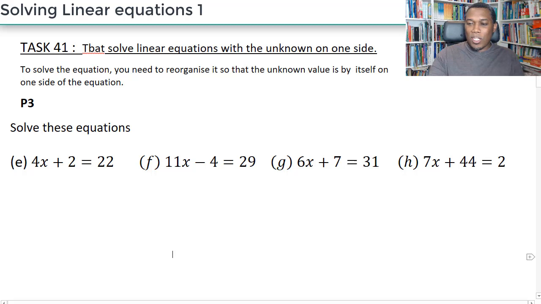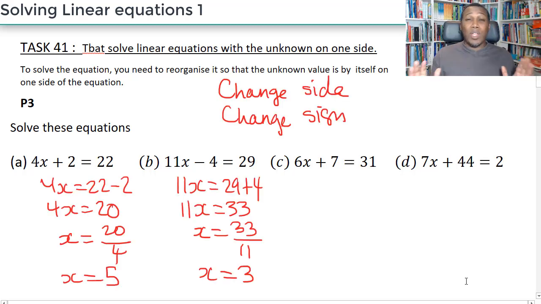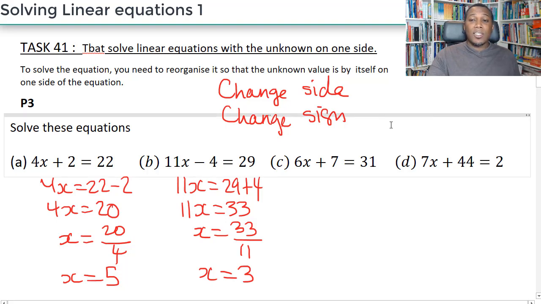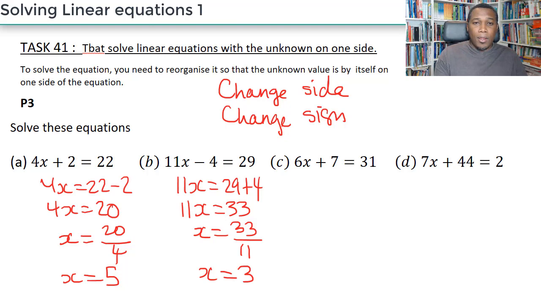Okay, so this is what it looks like. The idea I use when I solve equations is this big idea: change the side, change the sign. Change the side, change the sign. And when I talk about side, what I'm talking about is the left-hand side, which is equal to the right-hand side.